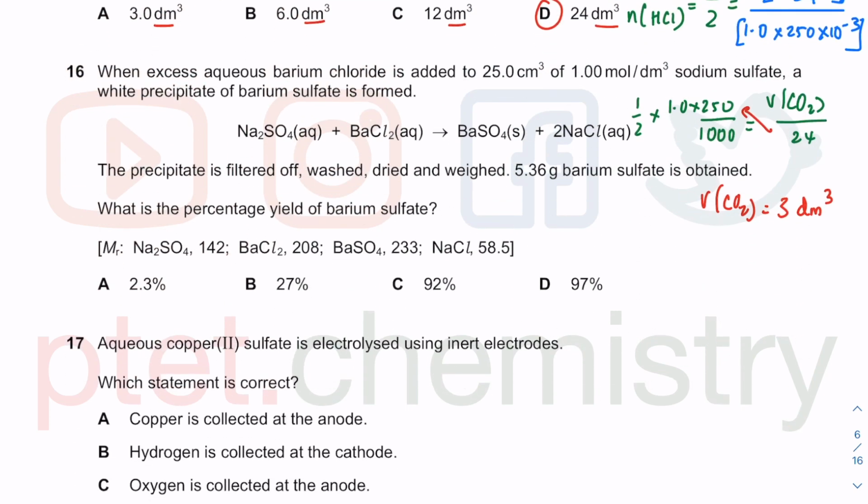Question 16. This is about precipitate. So we know that barium sulfate is insoluble. Think about your test for sulfate in practical as well as alternative to practical, both of which the results will never be shown in your theory paper.